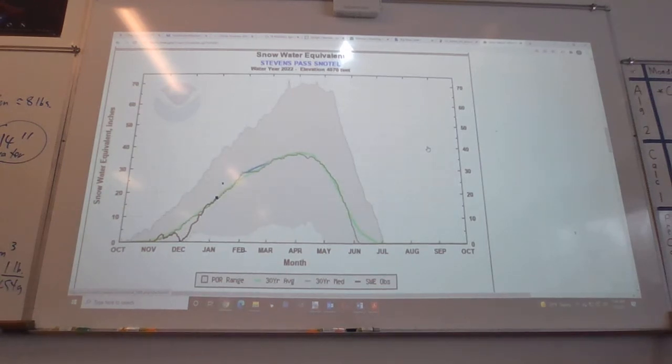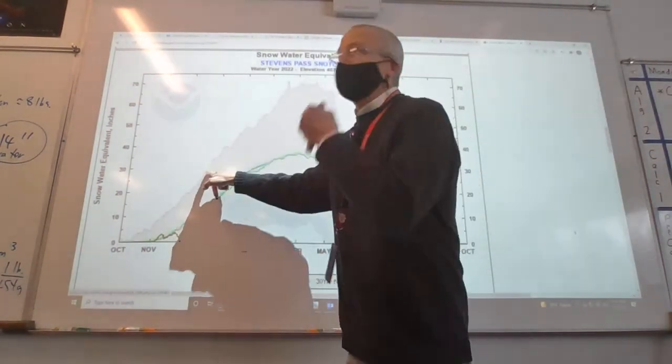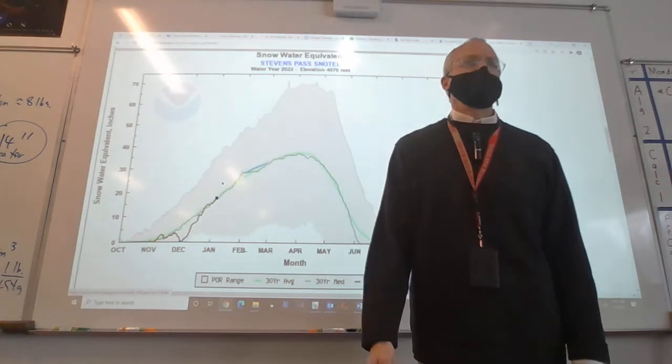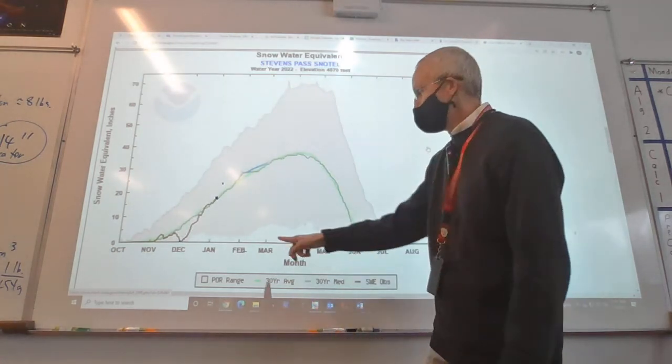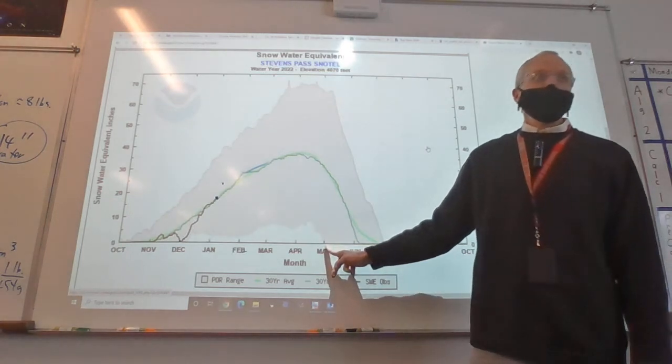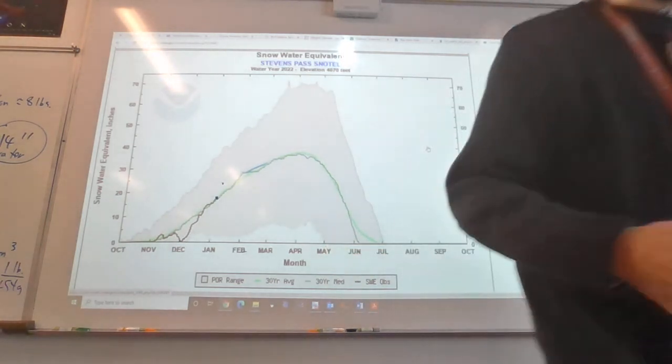Oh, by the way, this year, see this outline? That's the biggest snow year ever at Stevens that they've measured. I think it was 96. And this line is the worst snow year they've ever measured. Oh, that is sad. There's like no snow. And we can look at those numbers.